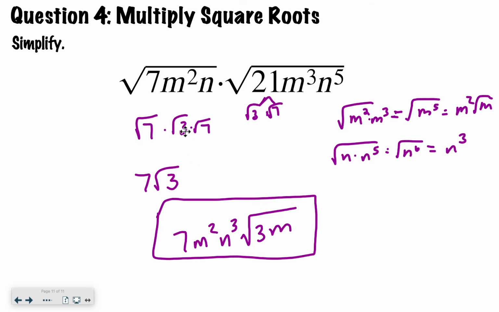All right, for this problem, hopefully you said that 7 and 21 have a 7 in common. So the square root of 7 times the square root of 7 just becomes a regular 7. Then we have a square root of 3 still left underneath. Then m squared times m cubed is m to the 5th. 5 has 2 groups of 2, so it becomes m squared square root of the 1 m that's left over. And then n times n to the 5th is n to the 6th, which is 3 groups of 2, so n cubed gets pulled to the outside. So you're left with 7m squared n cubed times the square root of 3m.